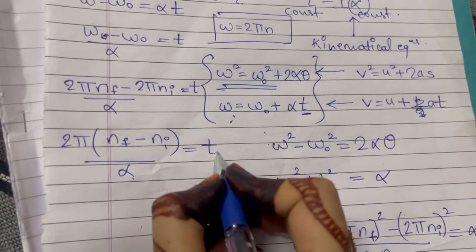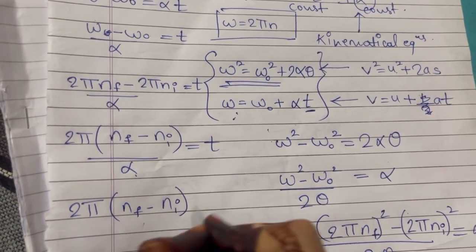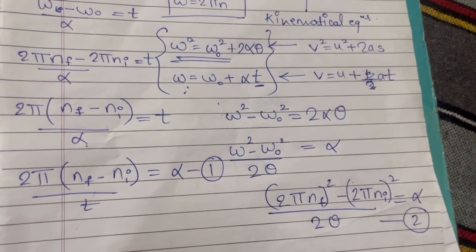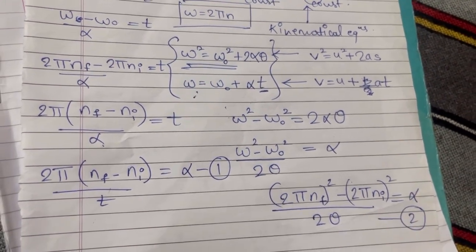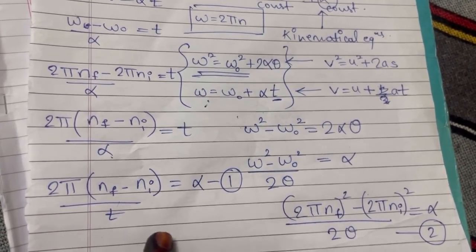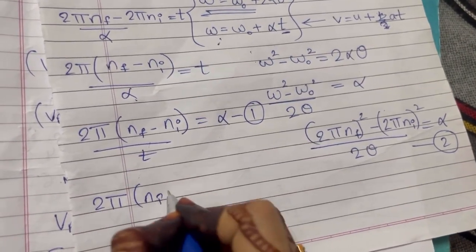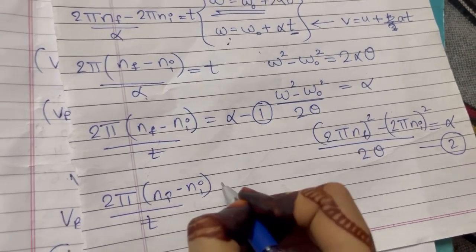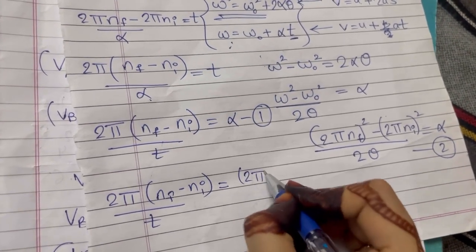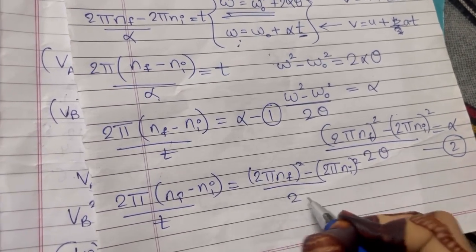Now if I take alpha in the first equation to the right hand side, this becomes 2 pi nf minus ni upon t, that is equal to alpha. So this is your equation 1 and this is your equation 2. If you notice in equation 1 and equation 2, on the right hand side you have alpha in both the equations. So can I write these two equations are equal? Yes, of course we can. So I'll write 2 pi nf minus ni upon t is equal to 2 pi nf the whole square minus 2 pi ni the whole square upon 2 theta.